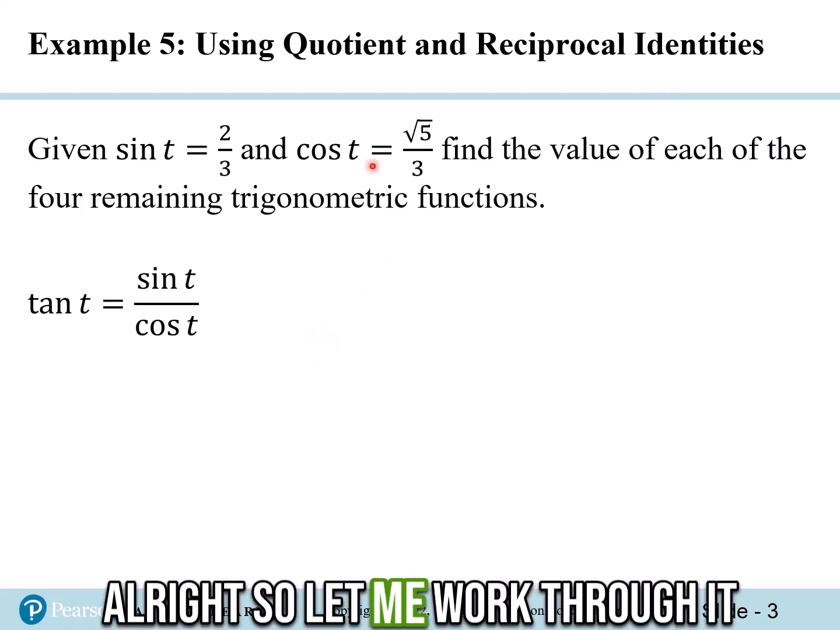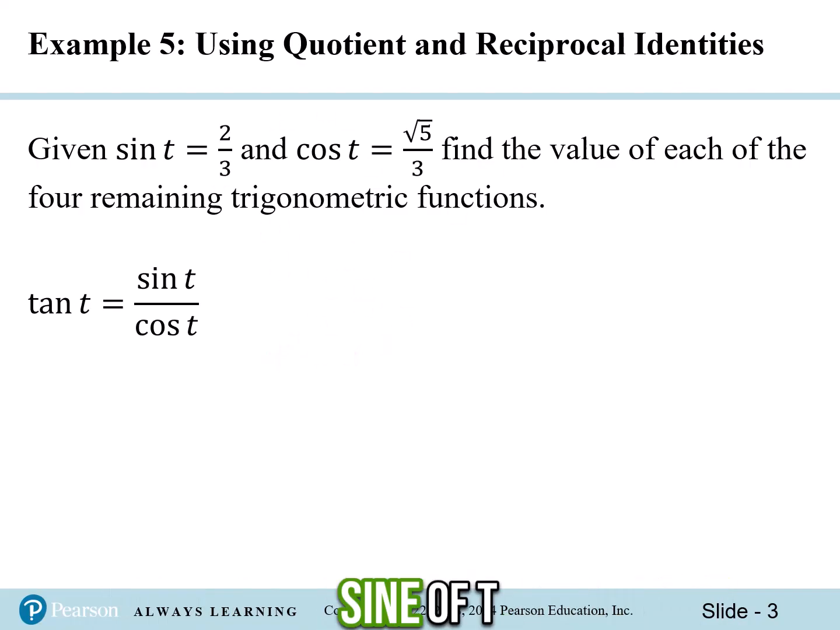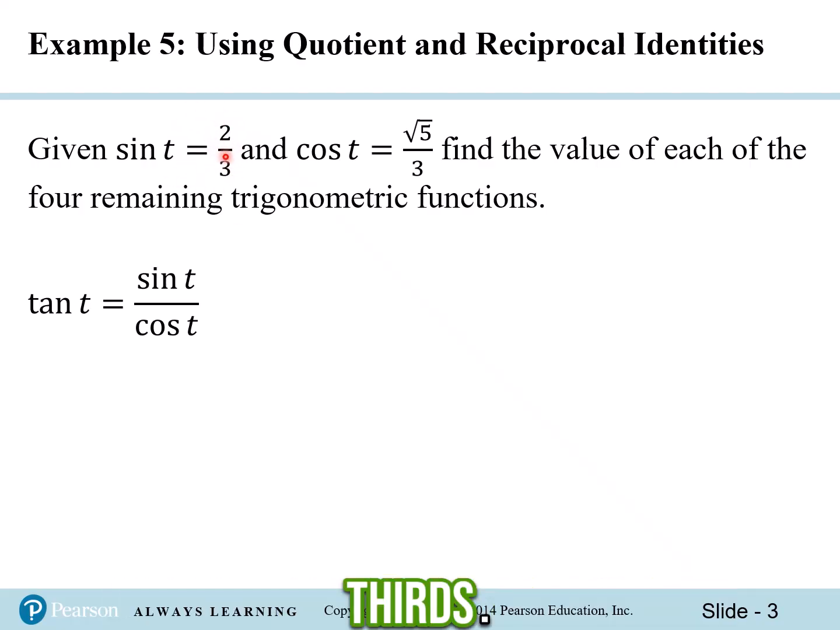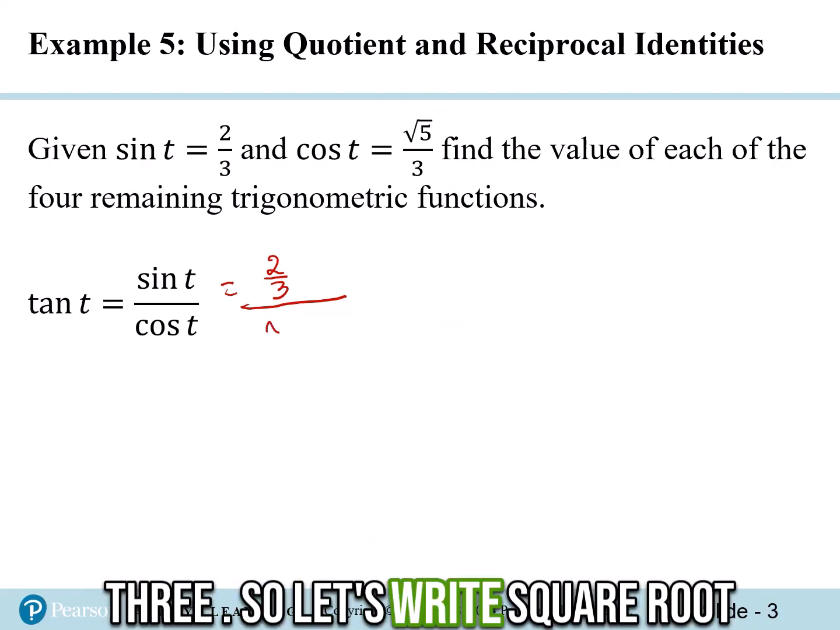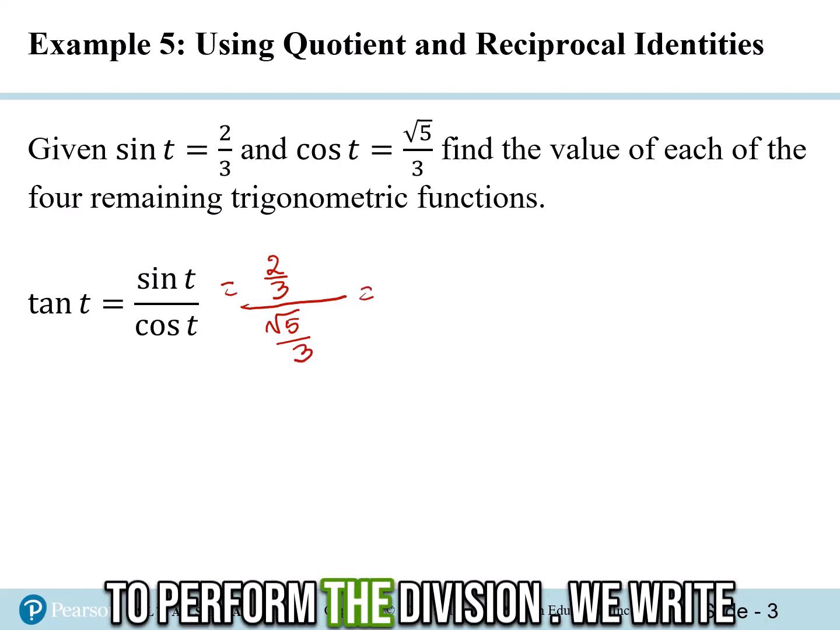All right, so let me work through it first and then we'll pull up the solution. Sine of t has been given to us as being 2/3 divided by cos of t, which is square root of 5 by 3. So let's write square root of 5 by 3. And now we have to perform the division.